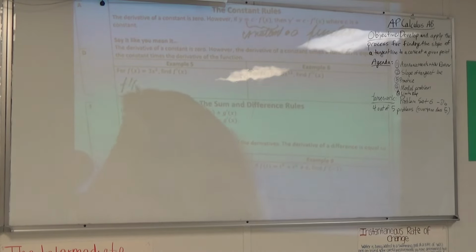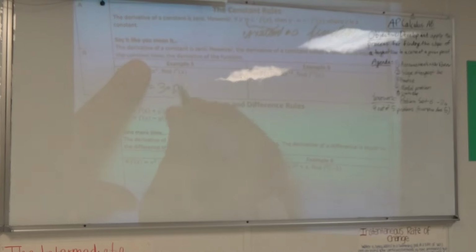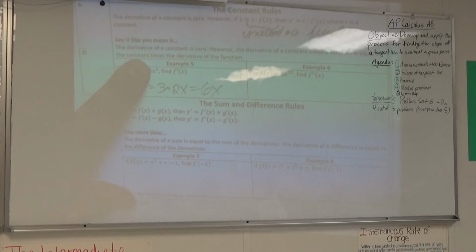What the rule says is, if you're taking the derivative of a constant times a function, leave the constant alone, take the derivative of the function. And the derivative of the function is 2x. So we get 6x. Everybody okay? All right, so let's push a little bit more.